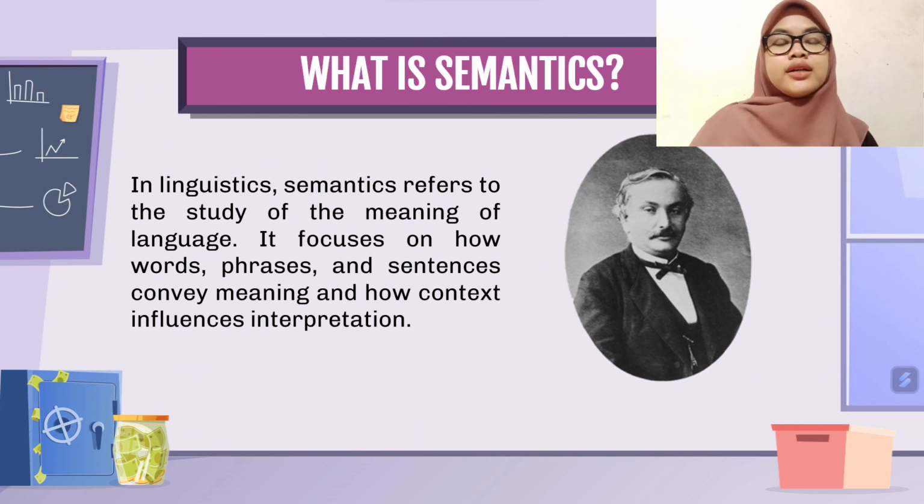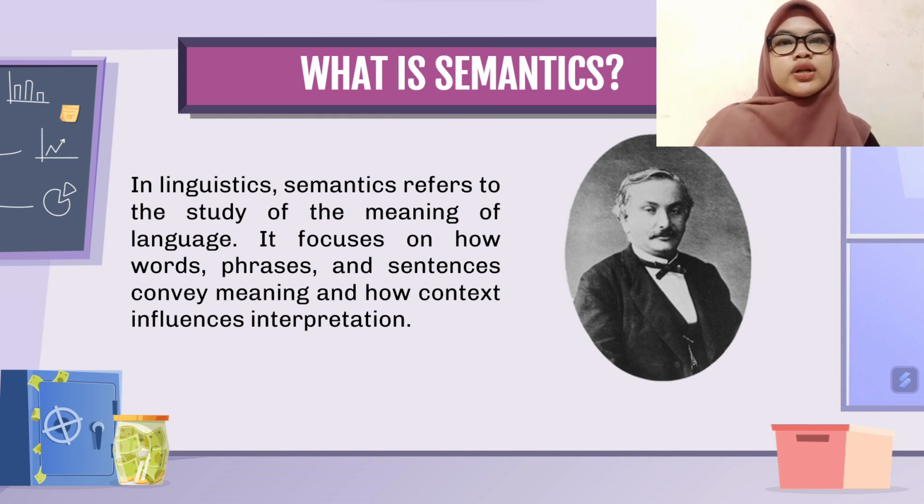Okay, now we are here in the first discussion, which is what is semantics? Well, here we can see that in linguistics, semantics refers to the study of the meaning of language. It focuses on how words, phrases, and sentences convey meaning and how context affects interpretation. I will give you an example, for example, of the words dog and cat. So we know that these two words refer to animals, but they certainly have different meanings and evoke different mental images. So, in summary, we can say that the key of semantics is the study of the meaning of language.